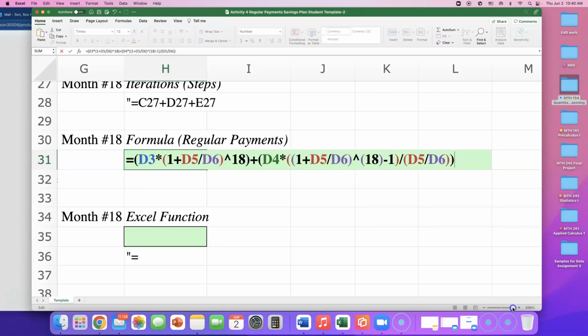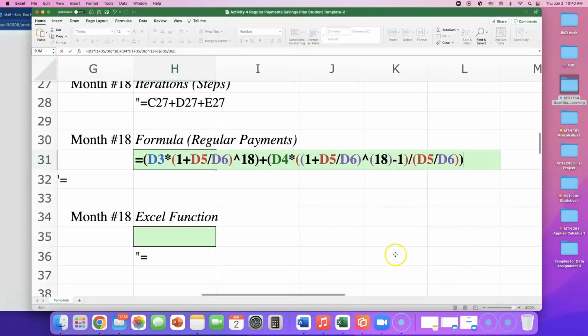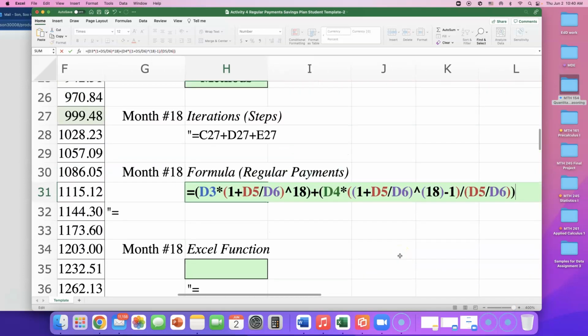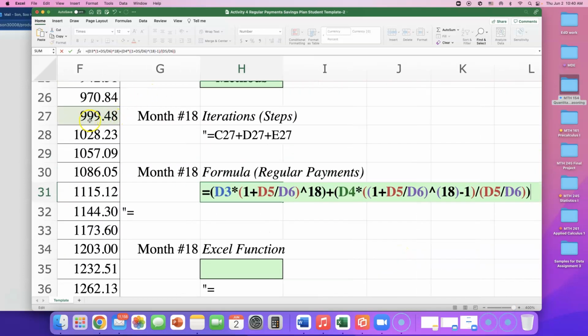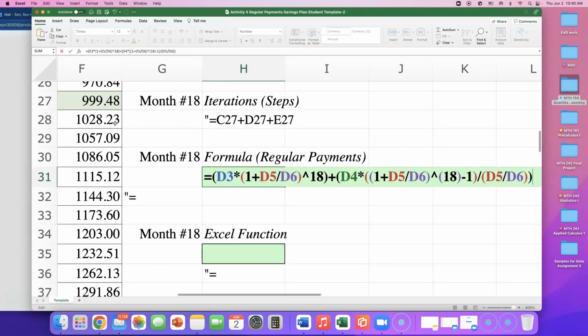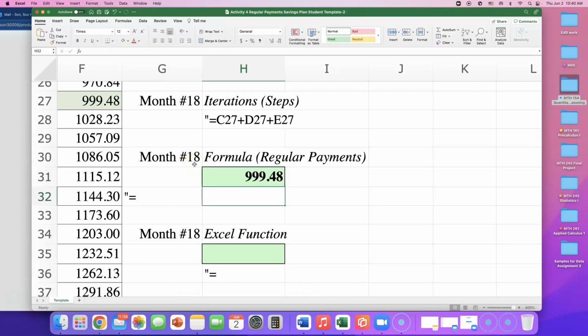Okay, now listen, I don't know if I did it right. If I did it right, guess what? If I hit enter, I better see what number popping up. $999.48. If I don't see that, I know I entered something wrong. Hope I didn't, right? All right, let me hit enter, okay? Oh, yes, we did it right.